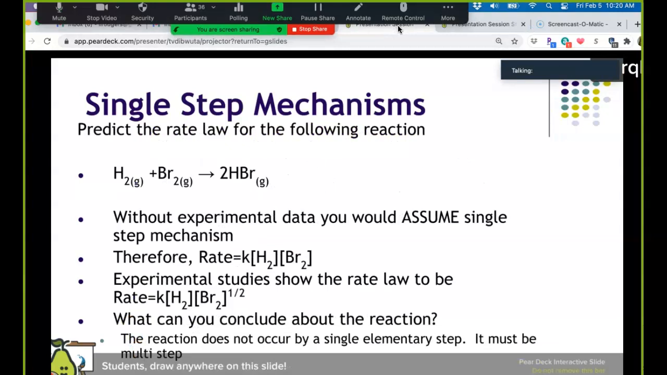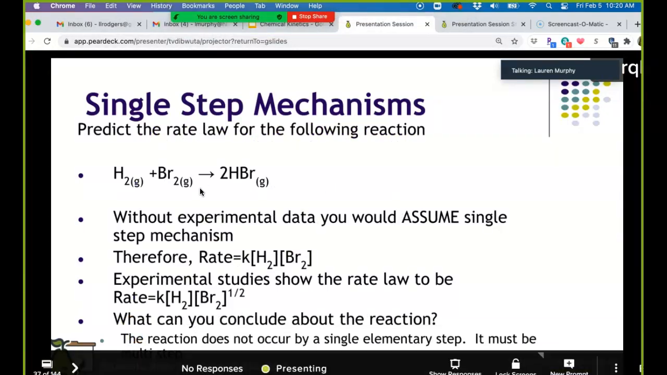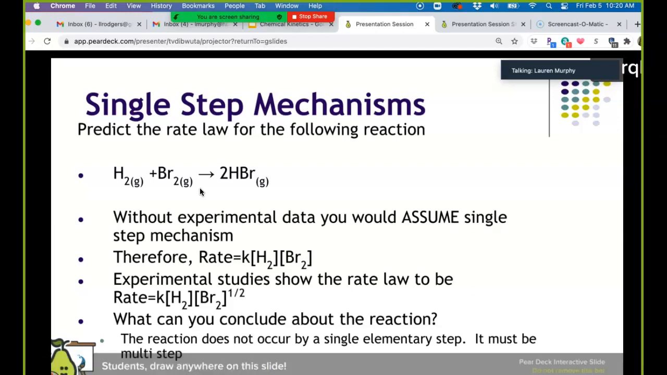Okay. This is not common, but I do want to show it to you. If I gave you this reaction, I said this is the overall reaction, and I don't give you any sort of mechanism to support it, and I don't give you slow steps and fast steps, and I say write a rate law, you're kind of stuck. Because if I don't give you any other details, the only way to write the rate law is based on the stoichiometry of the reaction, which is a horrible way to write a rate law.